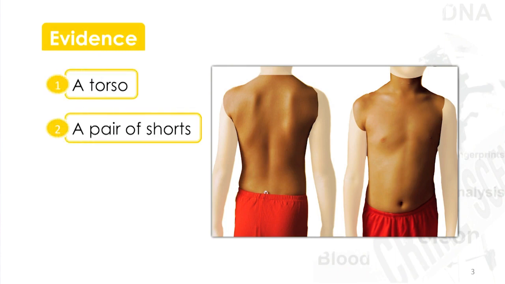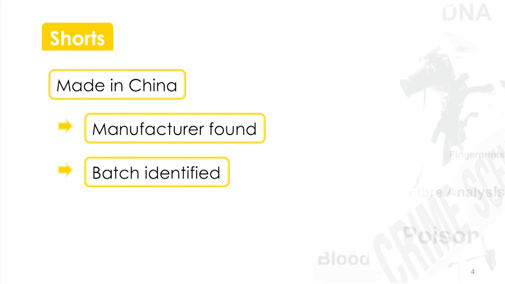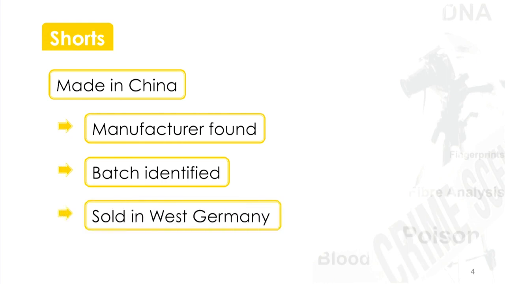And what is remarkable is that forensic scientists, just with that evidence, were able to advance the investigation a long way. Well, the obvious thing to look at is the shorts. The shorts, like so many items of clothing, were made in China. But they were able to track down the manufacturer, they were able to identify which batch of shorts it was, and these shorts had been sold in West Germany.